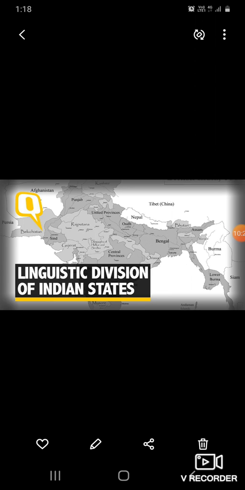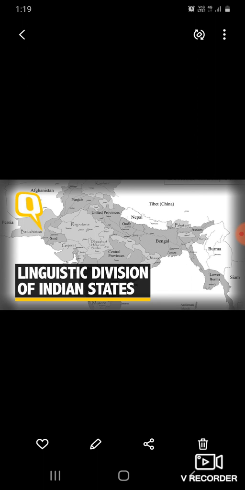Now let us start reorganization of states based on language. That means according to language they reorganized the states. The language based formation of states was a demand even when the British were ruling India. After the independence of India, this demand grew more and more, because both the British government and the regional governments never ruled using the local language.